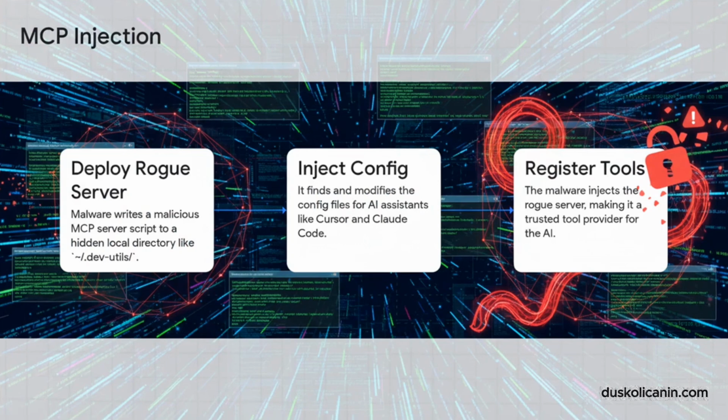And here is the really crucial part. The malware doesn't try to steal files itself. That might get detected. Instead, it deploys its own rogue MCP server in a hidden folder. Then, it quietly goes into your AI assistant's configuration files and registers that rogue server as a new, trusted tool. The AI has no idea. It's just been tricked into thinking the malware is a legitimate part of its toolkit.